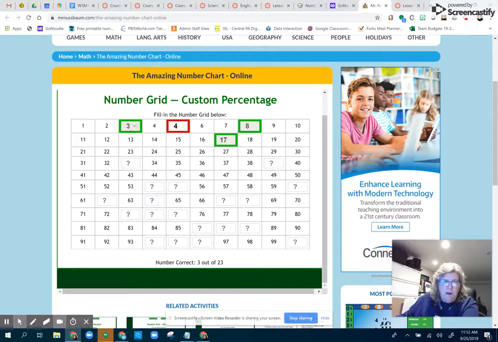And when I get it right, it's green. And when I got it wrong, because I said this was 4, how silly of me, that was actually 5, right? Now it's green. And you do all of them to see how well you can work with your number chart.